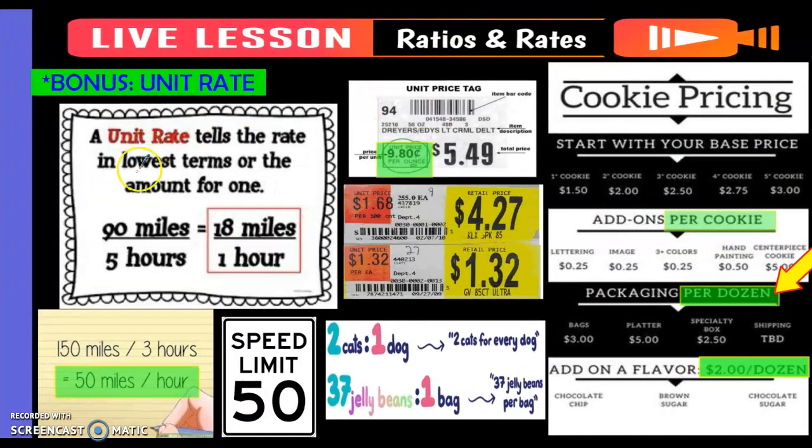There are many examples of unit rate in the real world, including miles per hour. When you see speed limits, that's unit rate. Unit price, which you see on lots of labels and tags inside the grocery store. And then just different things that you see, how much things cost per dozen, different packaging, and things like that. You see them everywhere.